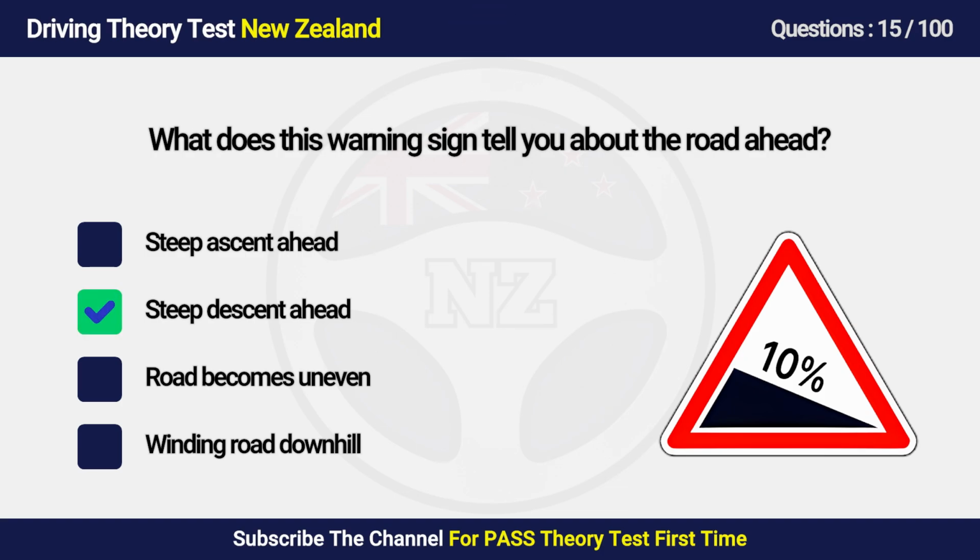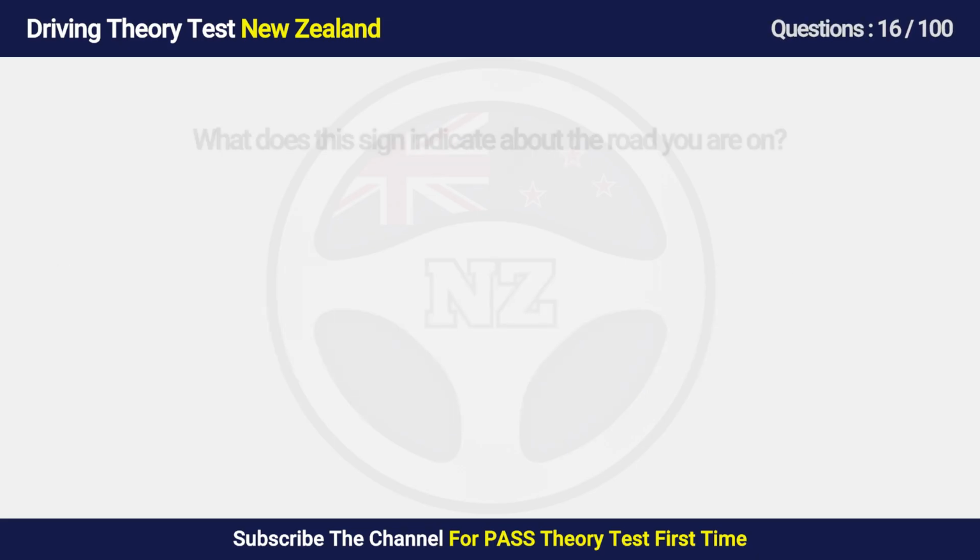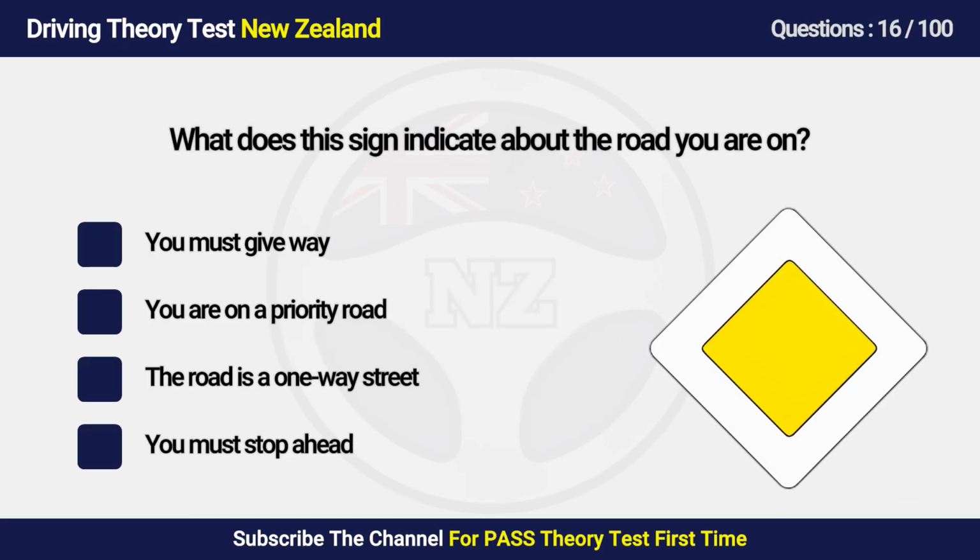Answer is B. Steep descent ahead. This steep descent sign warns drivers of a significant downward slope in the road. Drivers should select a lower gear to use engine braking, reduce speed, and be prepared for increased stopping distances. Question 16. What does this sign indicate about the road you are on?